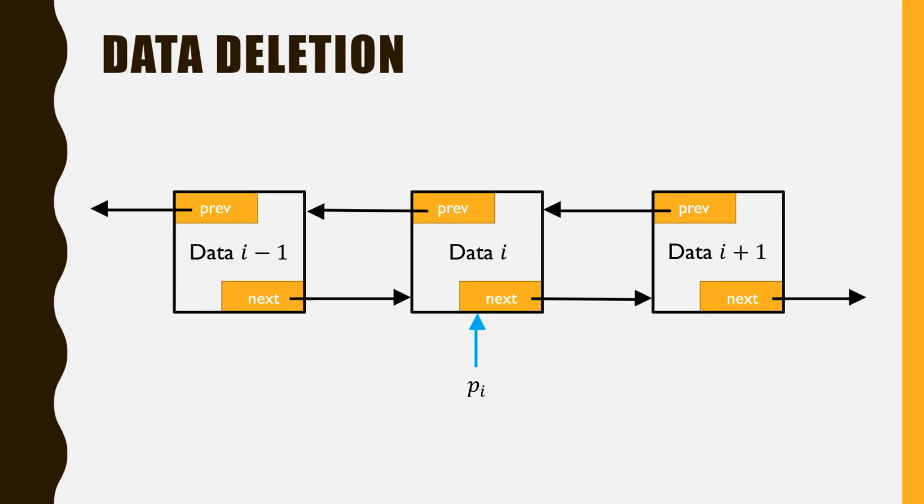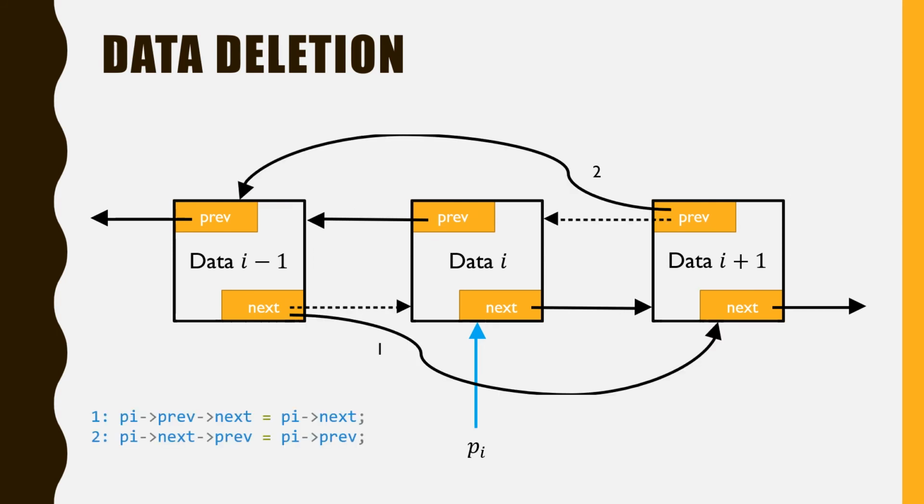Okay, let's take a look at data deletion. We are trying to delete data element i from the linked list. As a result, we will know the address of the data element that needs to be deleted and let it be pi. Data deletion is relatively easier compared to data insertion, and we only need to modify 2 links.